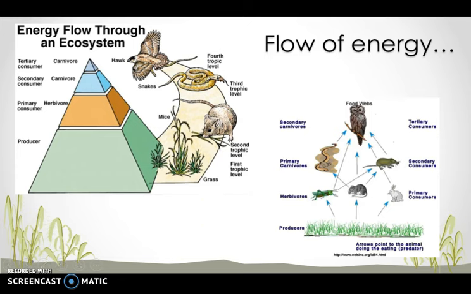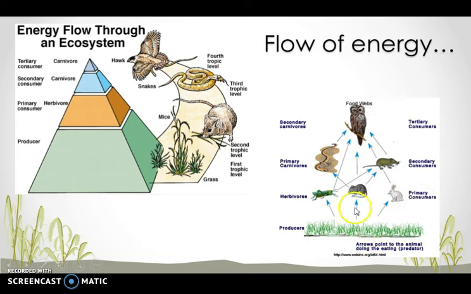Now within each ecosystem there is a flow of energy that begins with the sun, and the sun provides the energy for the plants, which are the producers, to produce their own food. And as we move up through the flow of energy, the energy from the plants is consumed by the herbivores or the primary consumers.